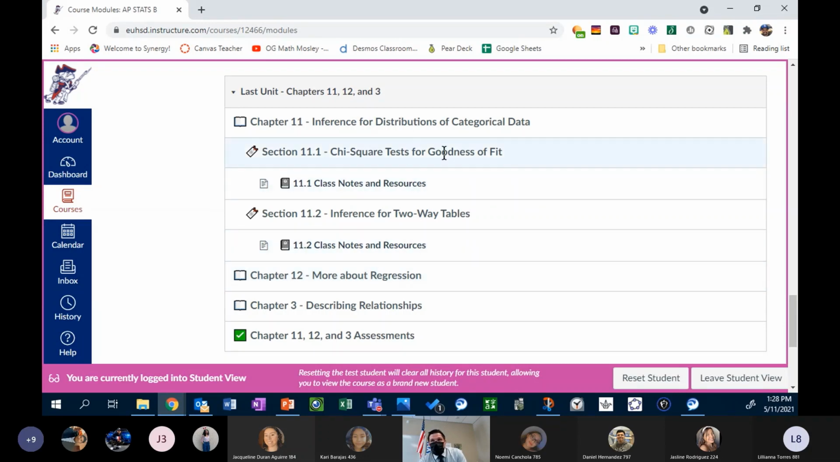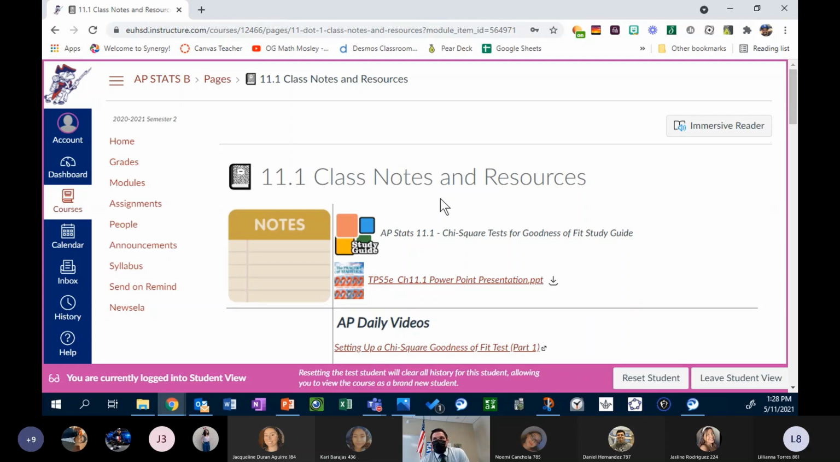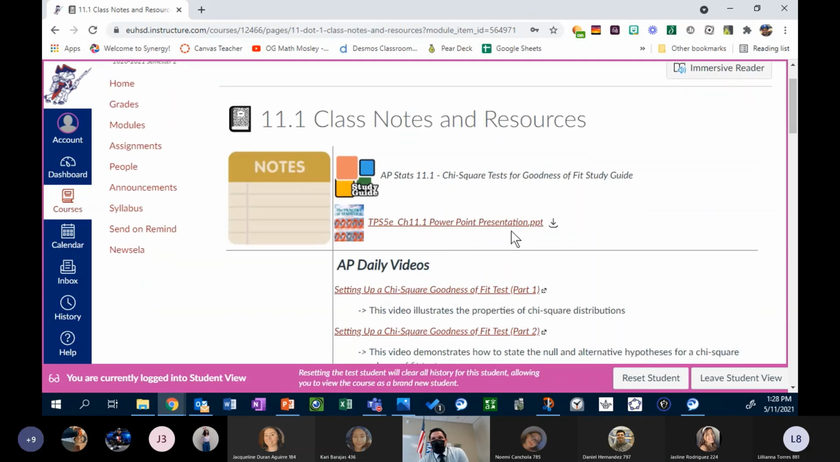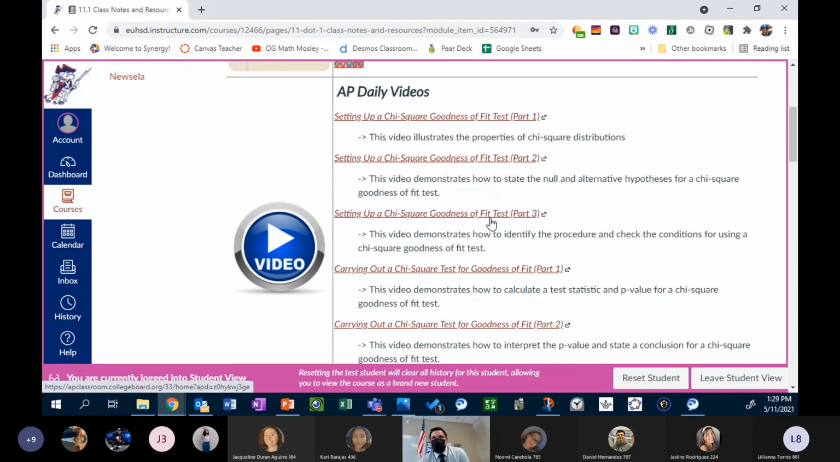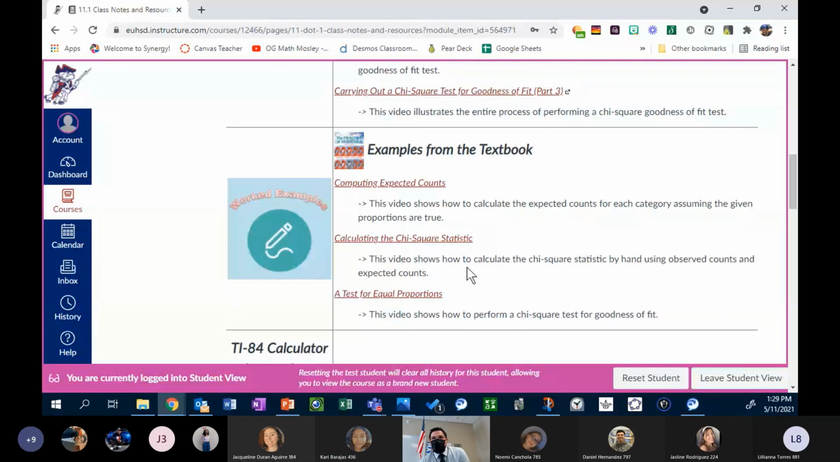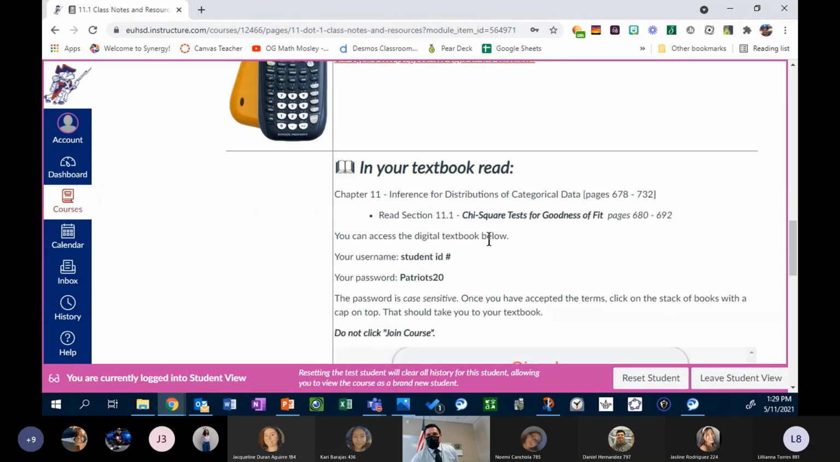I have most of the resources ready for chapter 11, which we are starting today. I'm working on the study guide and practice problems, which I do not have finished yet, but most of the resources are all ready. In our notes and resources for 11.1, we have the PowerPoint presentation, which I'll do today. We have the links to the AP Daily videos that have to do with chapter 11.1. For section 11.1, we have some worked examples from the book and the calculator directions on how to do some of the things from this section on your calculator. And obviously the textbook section.